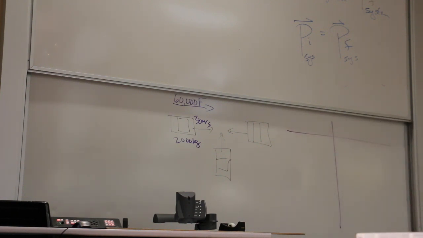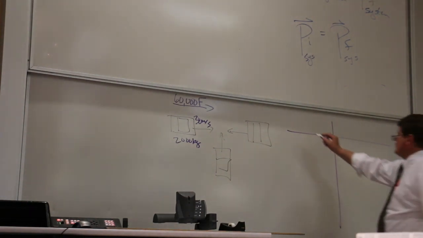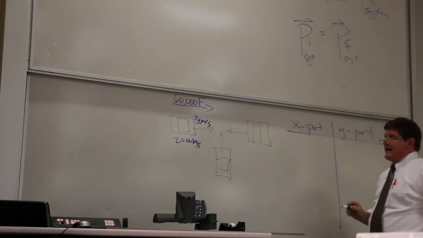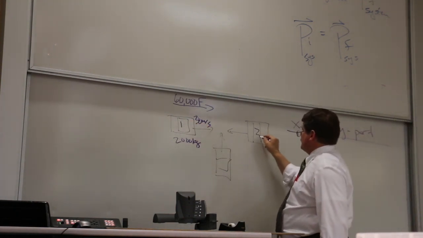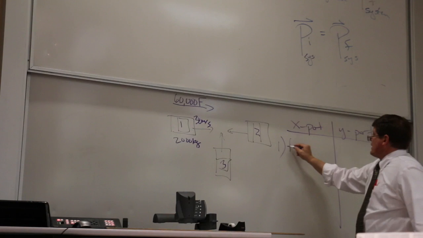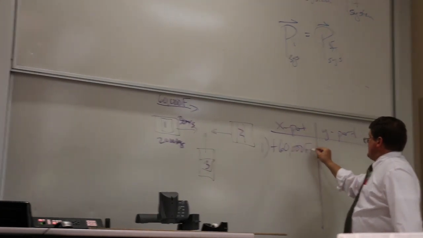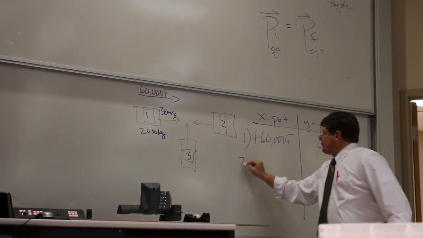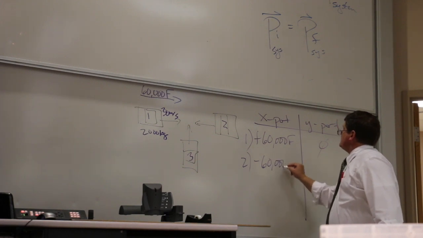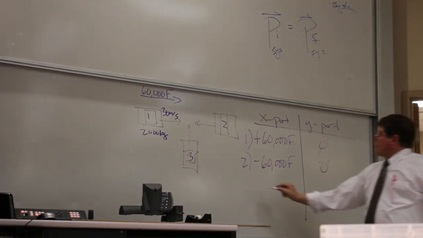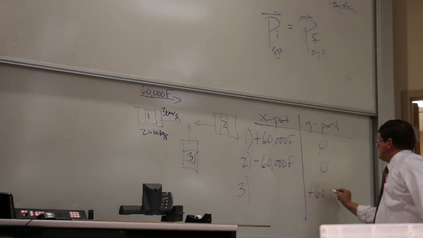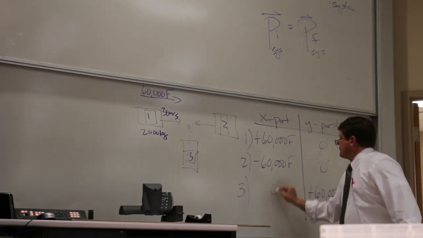I told you, in a two-dimensional problem, you always need to separate out the x part from the y part. If you had done that, if this was car 1, car 2, car 3, car 1 would have momentum all in the positive x direction and nothing in the y. Car 2 would have momentum all in the negative x direction and none in the y. Car 3 would have momentum all in the positive y direction and none in the x.